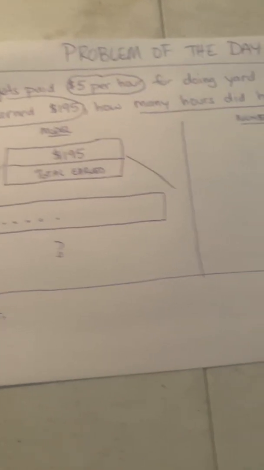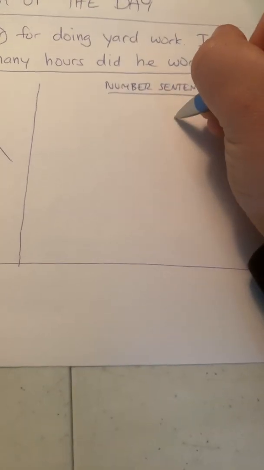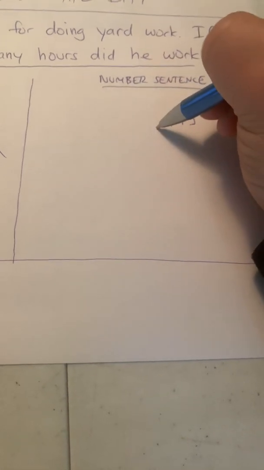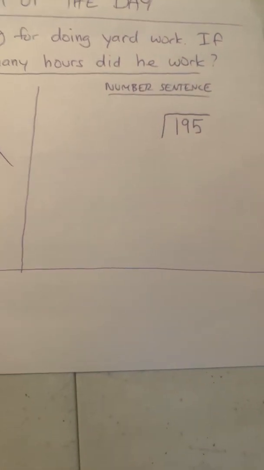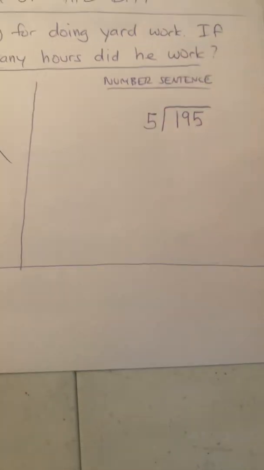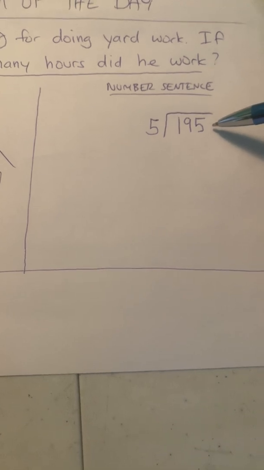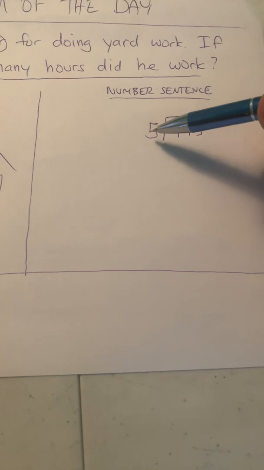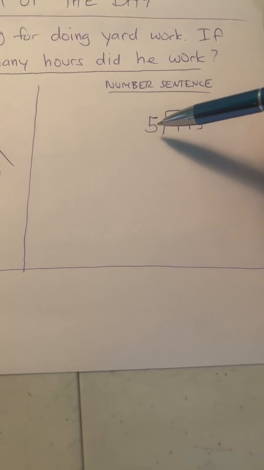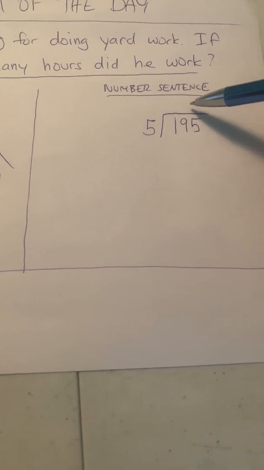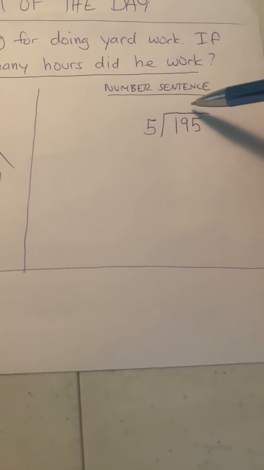So that is going to be my number sentence of division, okay? Now, as I'm writing this, I know some of you are like, oh, I'm just going to roll my 5s to get to 195, and that's how many it's going to be. That's going to take too long. That's why we taught you division. So I'm going to do 195, which is your dividend, inside number. Right now, it's the biggest number. Divided by your divisor, which is 5, and that's $5 per hour. And that's going to get us our quotient, our answer of how many hours he worked.